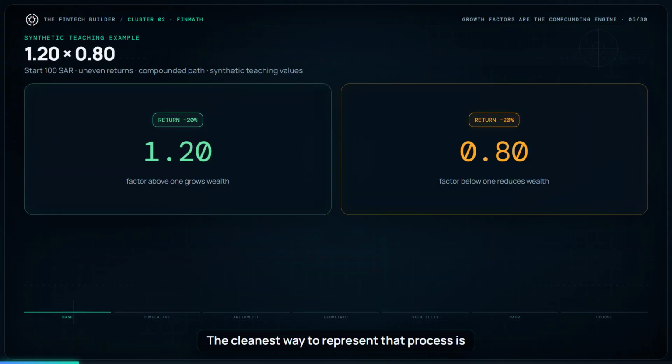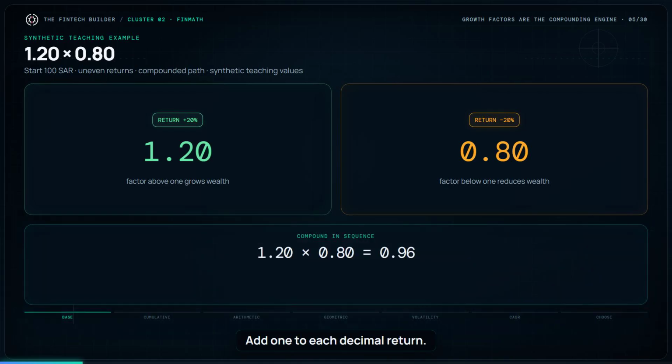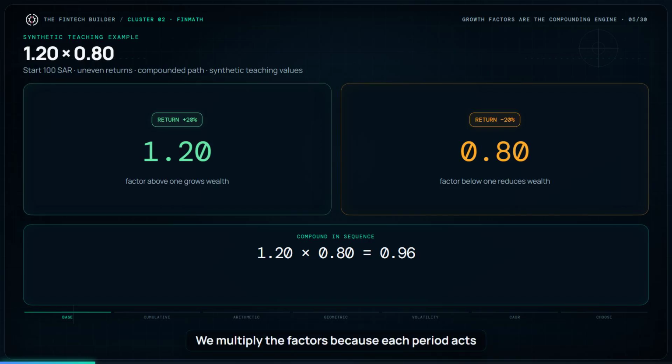The cleanest way to represent that process is with growth factors. Add 1 to each decimal return. Plus 20% becomes 1.20, minus 20% becomes 0.80. A factor above 1 grows wealth. A factor below 1 reduces wealth. We multiply the factors because each period acts on the amount produced by the previous period.